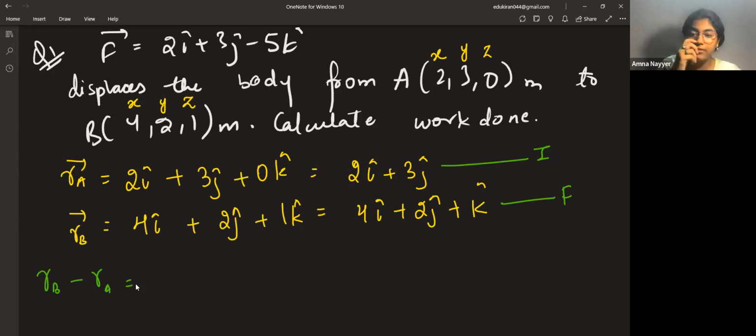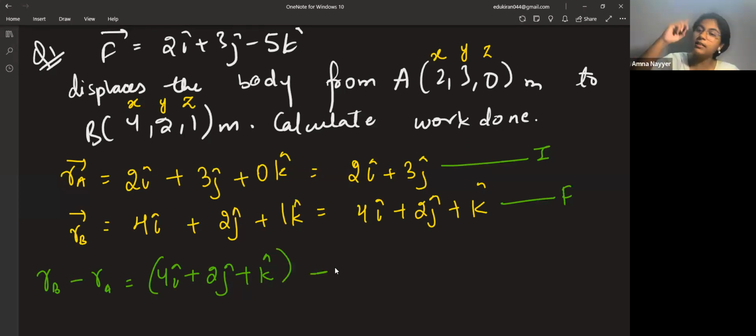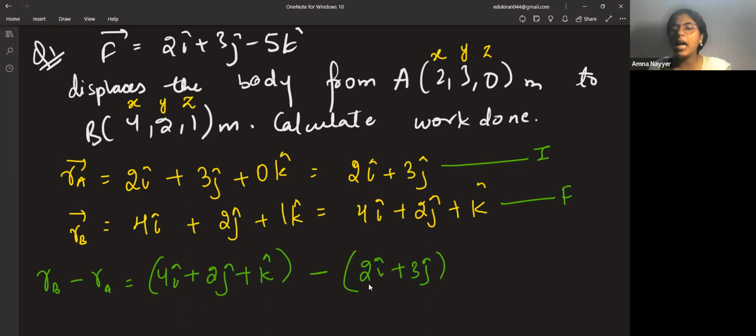What's the final? Final is 4i cap plus 2j cap plus k cap minus, this we studied when we were discussing unit vectors, remember? 2i cap plus 3j cap. That time also we had seen the same. When you are adding, add the coefficients. When you are subtracting, subtract the coefficients. If it is dot product, multiply the coefficients.